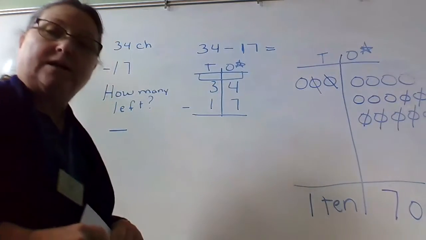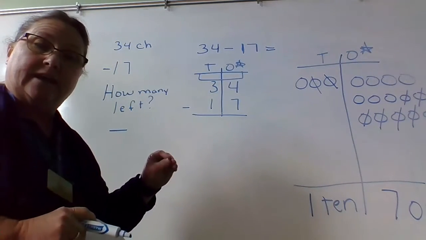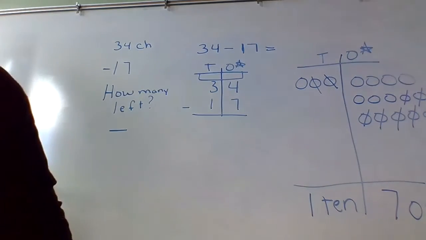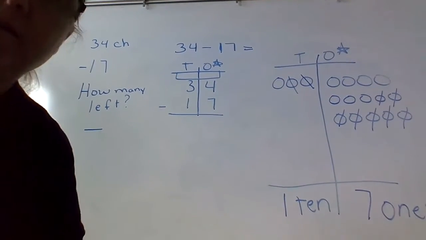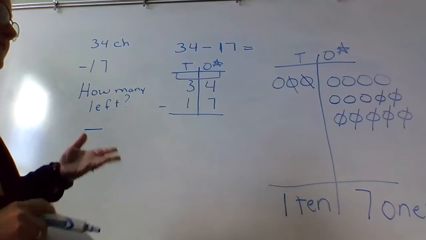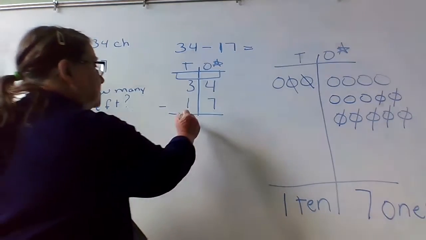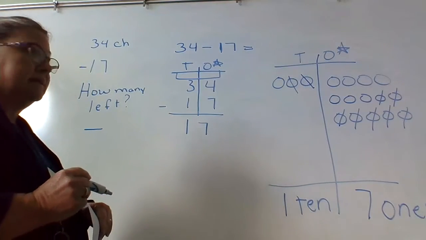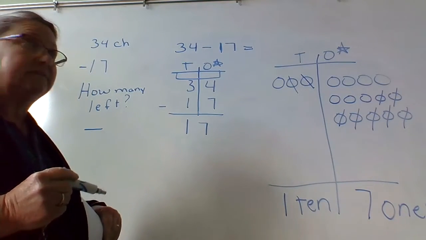So, what number does 1 ten and 7 ones make? 1 ten and 7 ones makes the number 17. So this is 17. 34 minus 17 is 17.